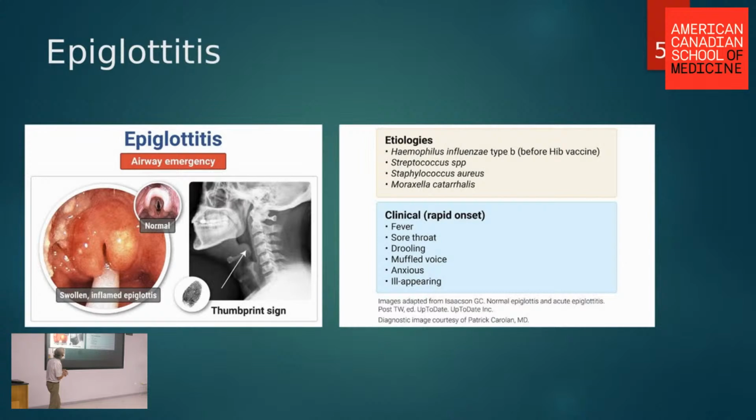These are typically going to be H flu, strep, staph. Again, with the H influenza vaccine, we see much less of this than we used to. You can also see this in adults. It's typically a condition that we see in children, but we've had adult epiglottitis present to the emergency department, and they're generally pretty ill appearing as well.